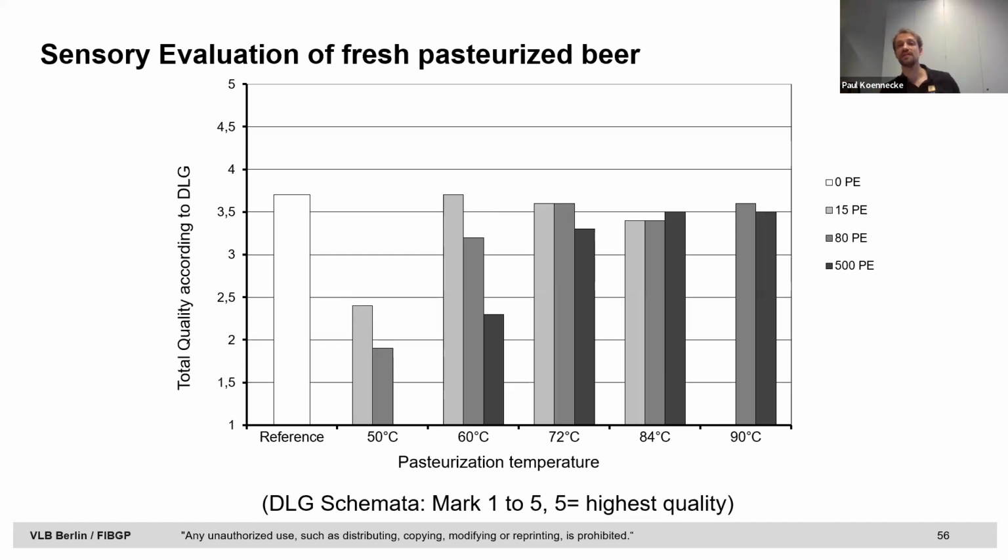And just to give you a little bit of an overview of how this can affect the evaluation of your beer. Please keep in mind this is the sensory panel of the DLG. This is a German tasting panel, where 1 is the lowest and 5 is the highest. And this is an overall sensory evaluation. So in this case, they don't try to taste a specific compound. They just evaluate whether the beer is fresh or not.